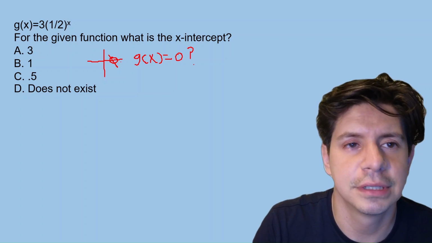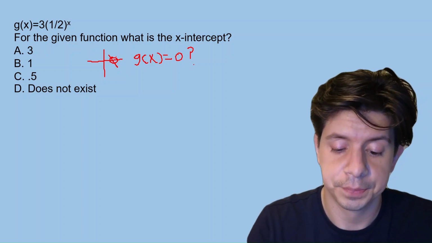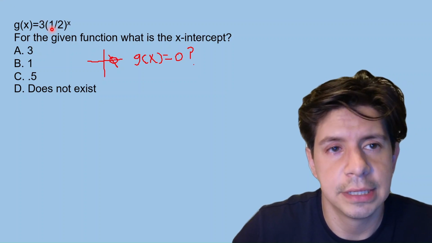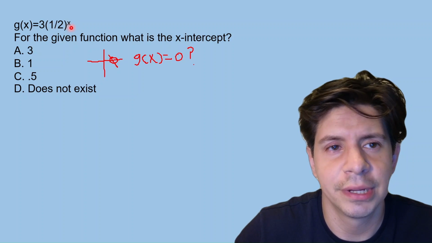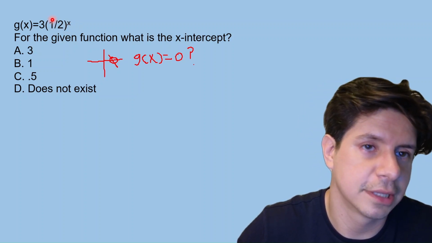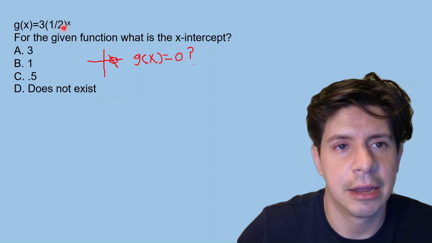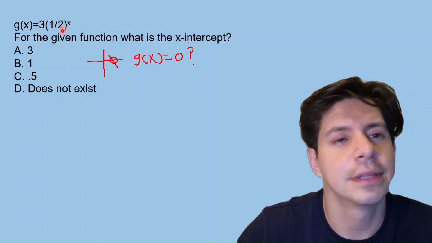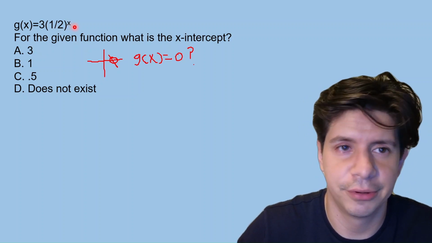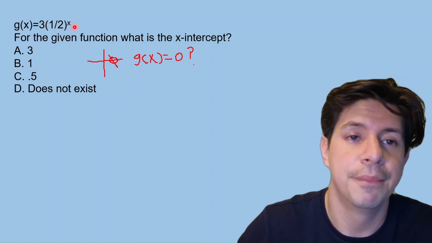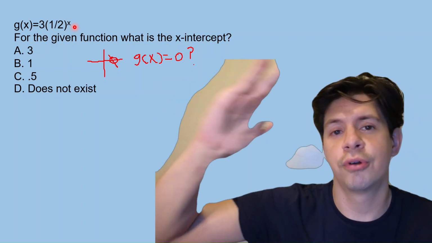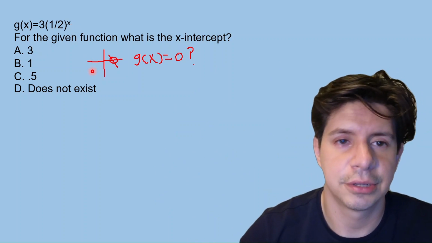Now if you notice the graph, it's 3 times 1/2 to the x, so it's going to be shrinking. As x gets bigger, it shrinks. As x gets smaller and goes negative, it gets bigger. But are we ever going to get to 0? If we do 1/2 to the million power, it's going to be a very small number. I don't even know what that number will be, but it won't be 0. So we're going to be approaching 0, but not actually crossing into 0.